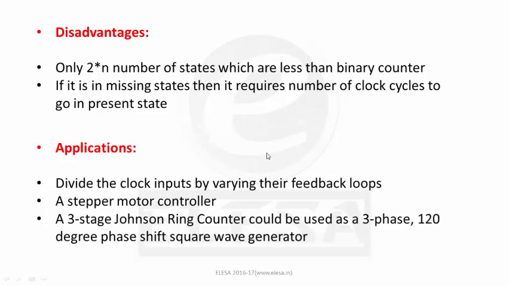Okay, applications. It is used in stepper motor control. It is used to divide the clock inputs by varying their feedback loops. It can be used in a three-stage Johnson ring counter, which could be used as a three-phase 120-degree phase shift square wave generator.